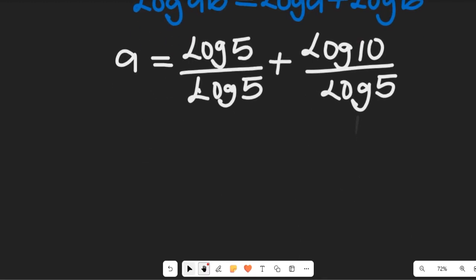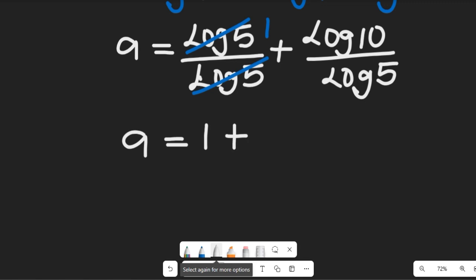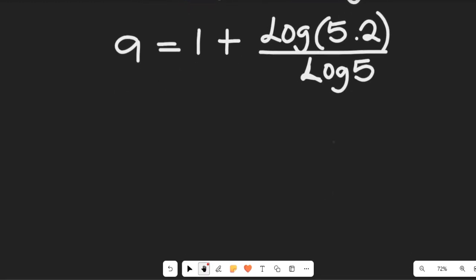In the next step, we're going to cancel out this. If we cancel out this, log of 5 will cancel out log of 5 to give us 1, and then we'll have a to be equal to 1 plus this will now give us log of 10, which can give us the log of 5 multiplied by 2, right? And this can be divided by the log of 5.